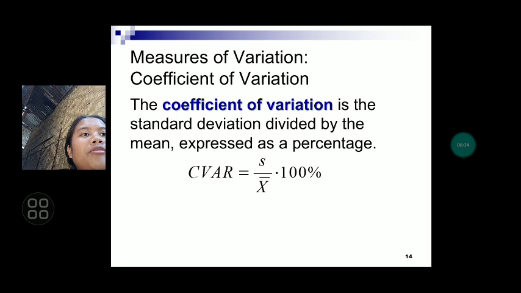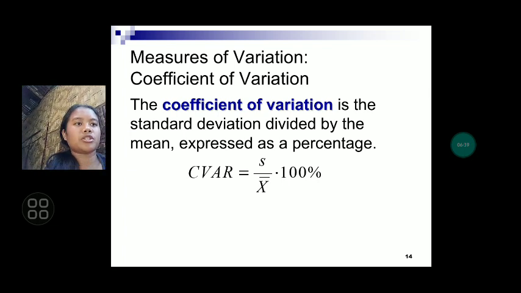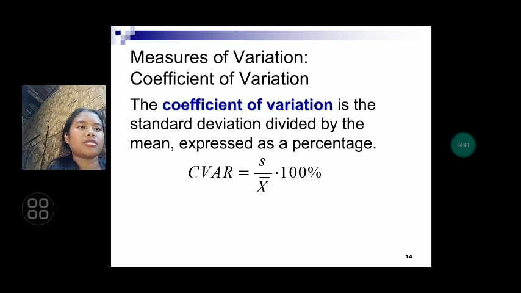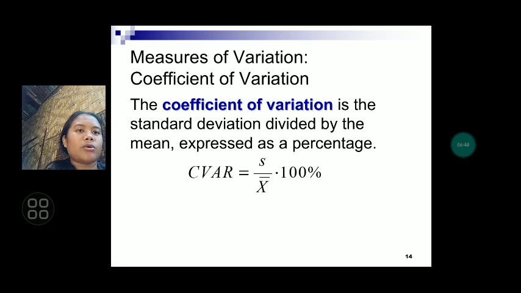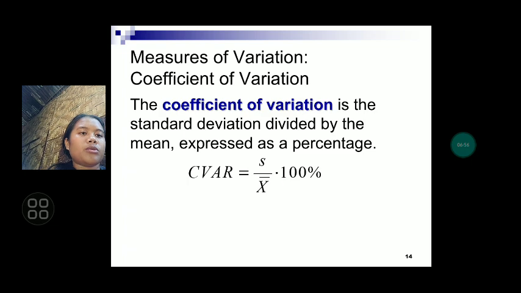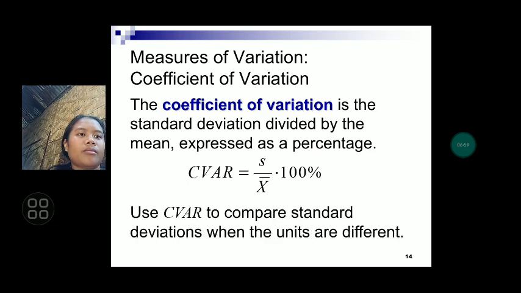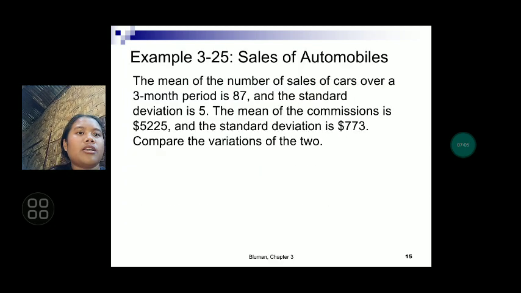Next, the measure of variation: the coefficient of variation. The coefficient of variation is the standard deviation divided by the mean, expressed as a percentage. So CVar = s / x̄ times 100%. Use the CVar to compare standard deviations when the units are different.